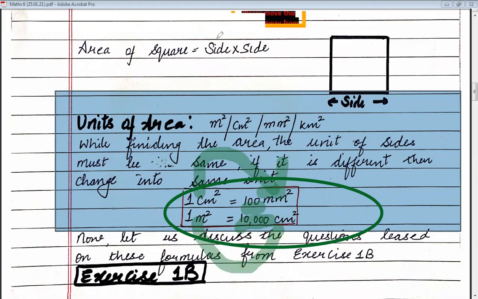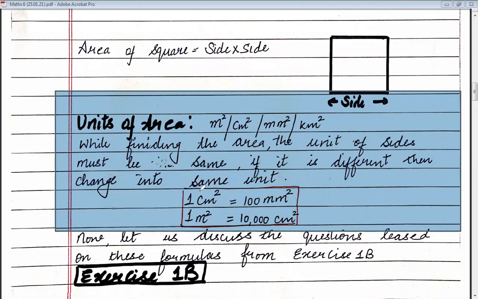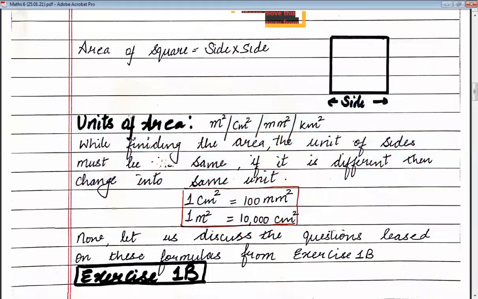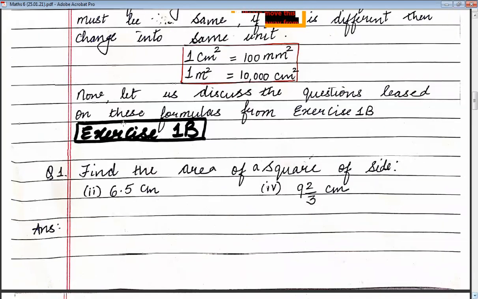Okay, let's look at the conversion one more time. If you want to convert meter square into centimeter square, then you have to multiply by 10,000. Now, if you want to convert centimeter square into millimeter square, you have to multiply the given area with 100. Okay, students, I hope you are clear with the units of area also. Now, let us move on to the questions from your book exercise, that is 1B.